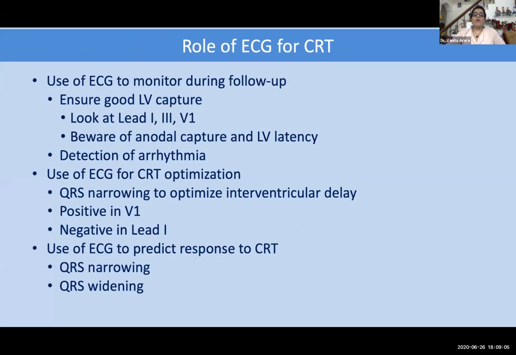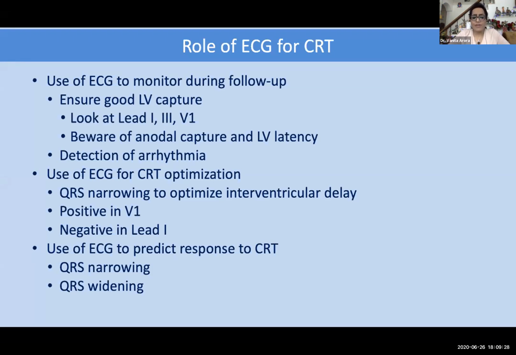Now, what is the role of ECG post-CRT? Once we do the CRT, we use ECG to monitor the follow-up of the patient. We ensure good LV capture. We look at leads 1, 3, and V1. And we should be aware to look at the LV latency and anodal capture. We'll discuss this in the subsequent slides.